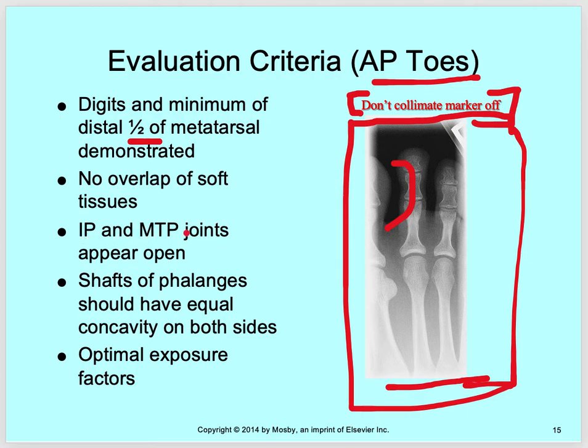Interphalangeal and metatarsophalangeal joints appear open, so you can see the open joints throughout the toes. Shafts of phalanges should have equal concavity on both sides, so you've got the concavity here and here. So this is a true AP position, and it's not rotated. Optimal exposure factors.